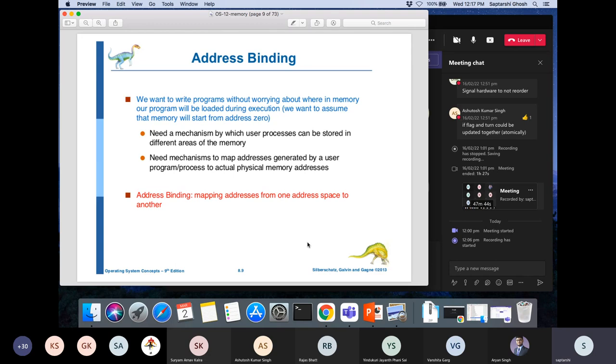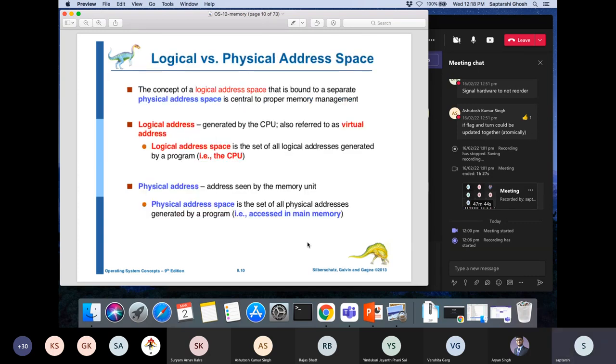So it seems there are two address spaces. One is the address space which the programmer, or the program, is seeing. Another is the physical address space. Address binding is mapping addresses from one address space to another. And what are those two address spaces called? One is called the logical address space, the other is called the physical address space. The differences will be clear soon, but just understand the abstraction.